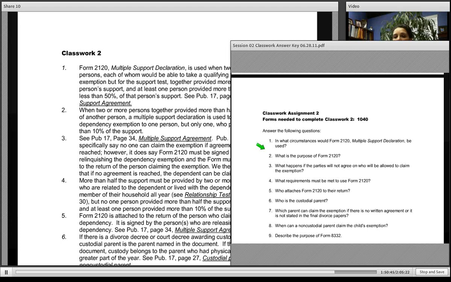So what is Form 2120, or the purpose of it? The purpose of Form 2120 is for the people who are not claiming the exemption to release the exemption to the person who will claim it.